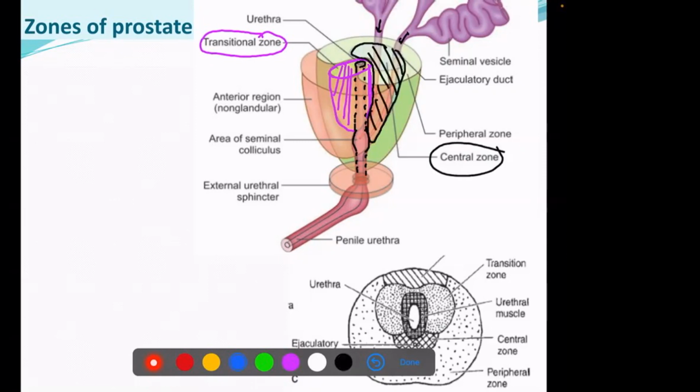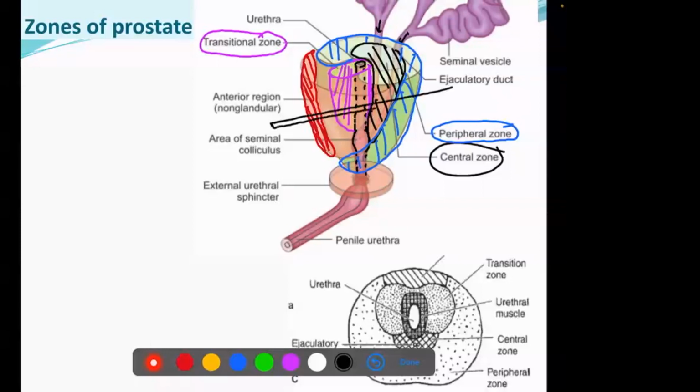The part of the prostate that surrounds the entire prostate, the remaining area except these two parts, laterally and posteriorly, this huge area is known as the peripheral zone. And the part of the prostate that lies anteriorly, composed of muscles and fibers, not gland, is known as the anterior zone.